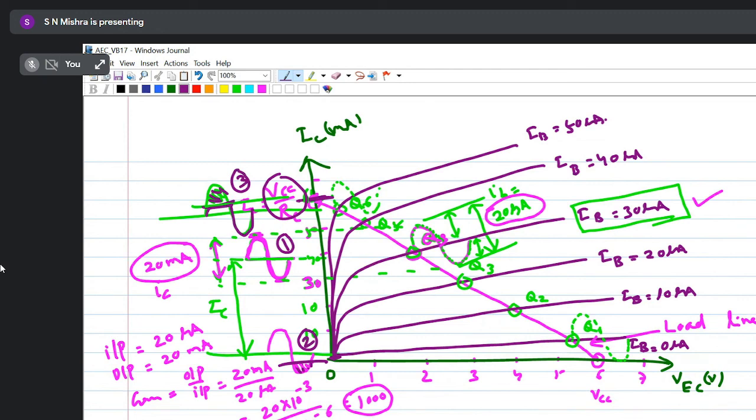Okay, so out of these 6 Q points, which one should you choose for proper amplification? If I ask, what will be your answer? Because already 6 Q points are there, Q1 to Q6. Which Q point should you choose so that proper or faithful amplification will be obtained?